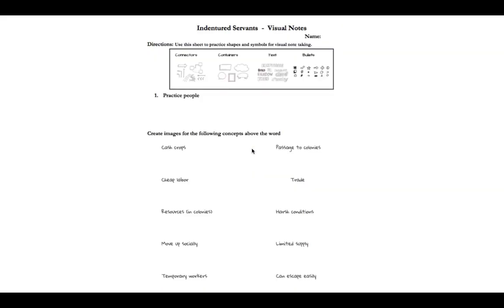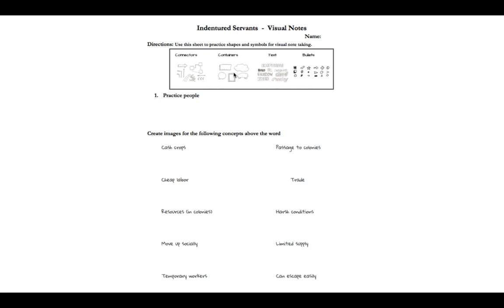Okay, here is your task. On the front table or the blue table are sheets of paper that look like this. You're going to be creating visual notes for indentured servants. Okay, so for those indentured servitude notes, use this sheet to practice shapes and symbols for visual note taking. And here you have some different basic shapes that you can use. Kind of connectors, arrows, and whatnot that connect things.